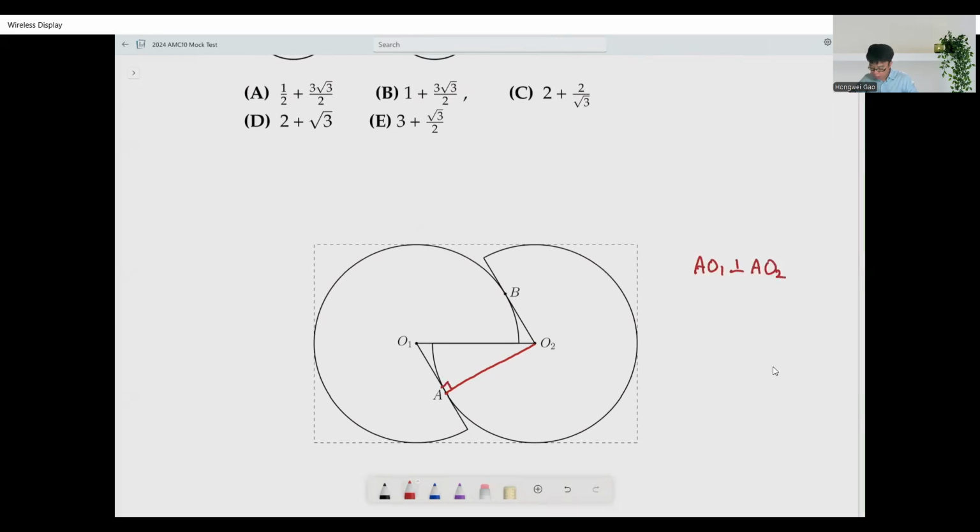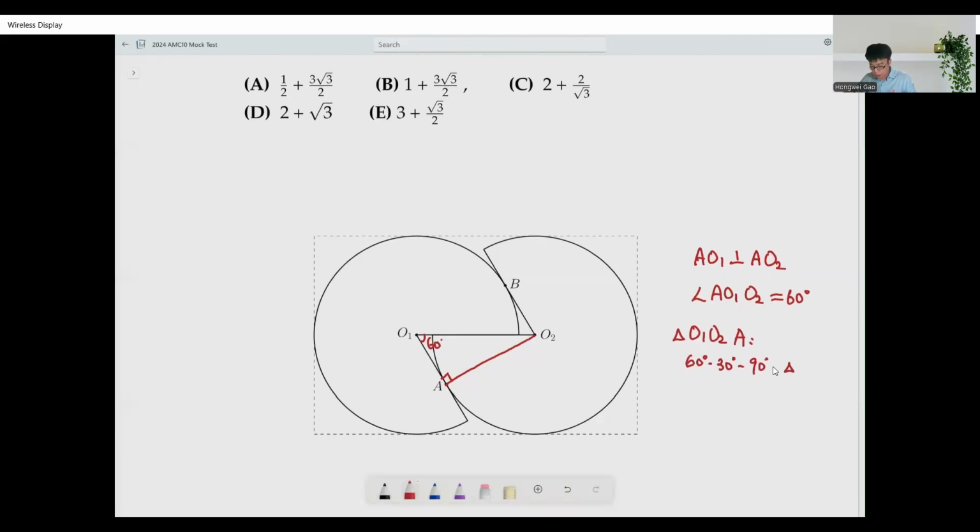And here we know that angle AO1O2 is 60 degrees. That means our triangle O1O2A is a special triangle. That is, the angles are 30, 60, and 90 degrees. For such a triangle, we can find the ratio of the sides. AO1 to AO2 to the hypotenuse O1O2 must be 1 to root 3 to 2.